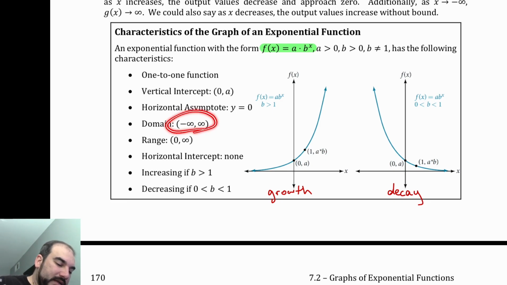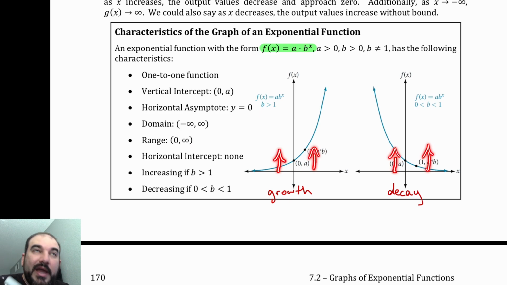The domain is all real numbers, so you can go left. This goes up and to the right forever. This goes up to the left forever, and it obviously goes to the right forever as well. So any x value is okay to plug in. But the range is going to be 0 to infinity because the graph is completely above the x-axis in both the growth and the decay formulas. It doesn't cross this asymptote at y equals 0. We never get negative y values as outputs.